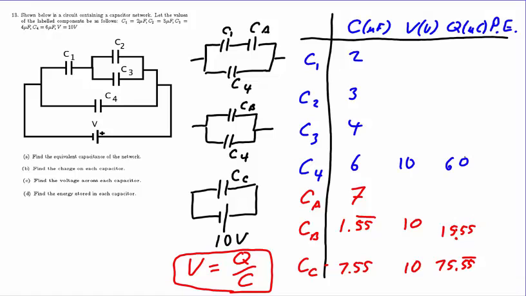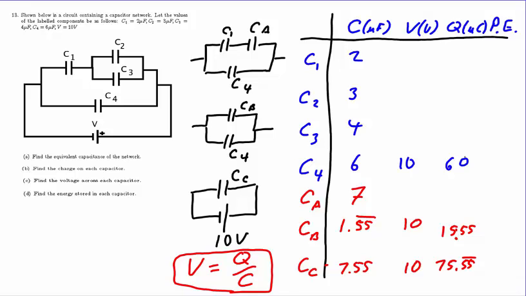At this point, we perform a check. Since the voltages were the same from this parallel combination, the charges must sum. And indeed, the 60 microcoulombs on capacitor 4 added to the 15.55 on capacitor B is equal to the 75.55 on capacitor C. This gives us reassurance that we haven't made a mistake in our calculations, and we can move on to disassemble capacitor B.